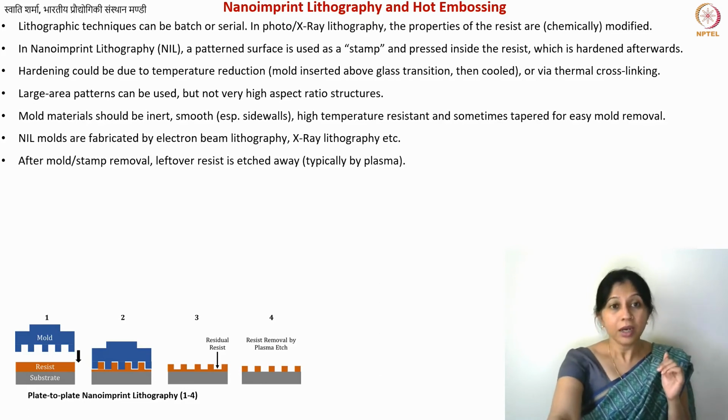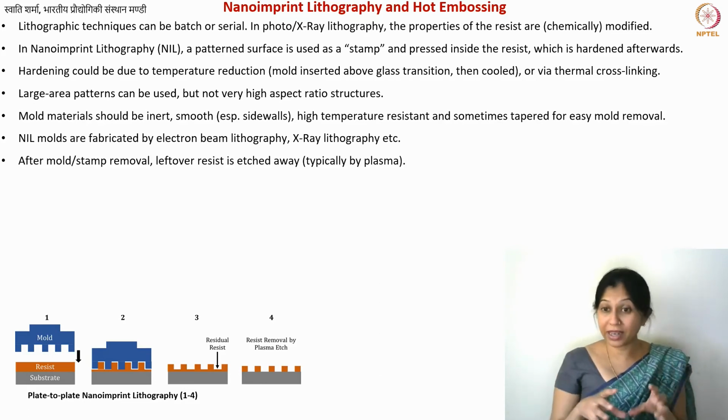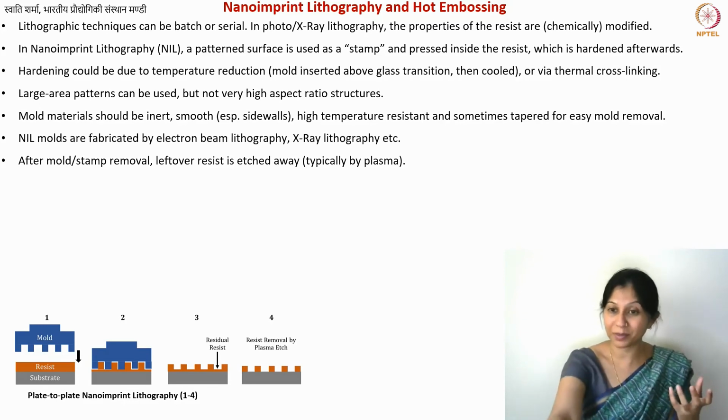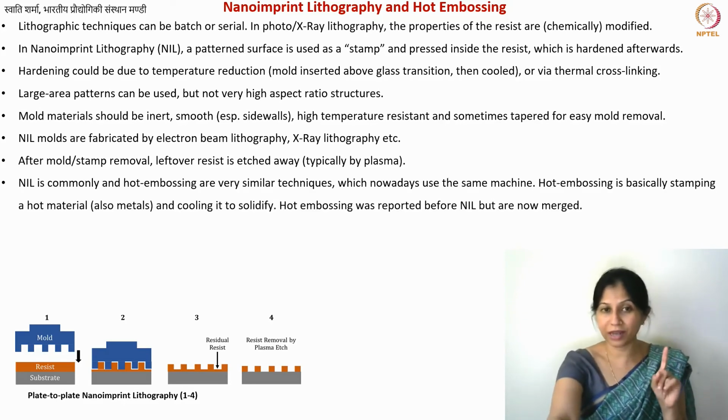Now the molds, because they need to be in the nanoscale, need very precise nanoscale structures on top of them. These can be fabricated using X-ray lithography or E-beam lithography or any of these relatively expensive techniques. But the mold is the one that you need for all your experiments, so that needs to be fabricated in the best possible way.